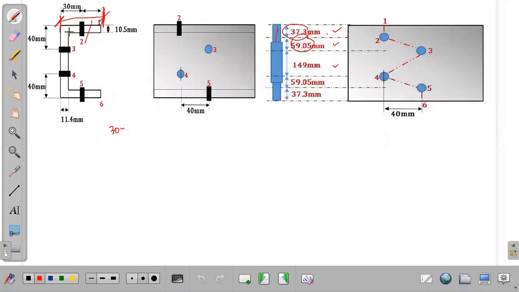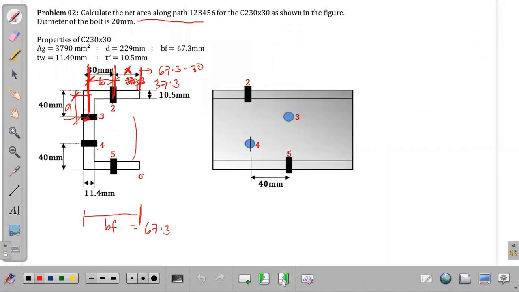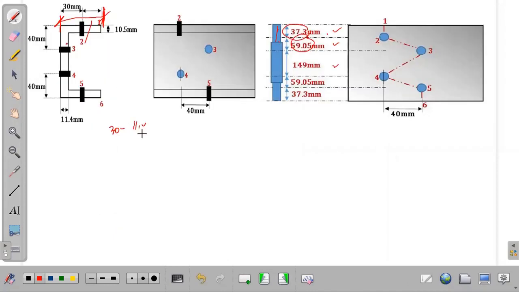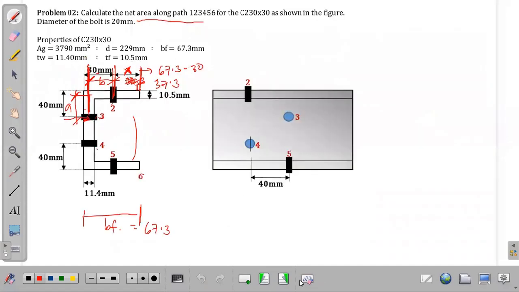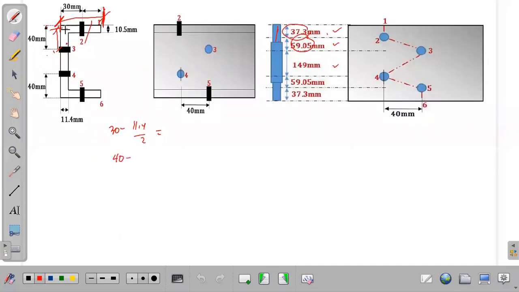So, 30 minus yung thickness ng web. Ano yung thickness ng web? So, 30 minus thickness ng web, 11.4, so 11.4 over 2. Tapos, yung isa, yung value dito, that is 40 mula dito. So, 40 minus the thickness of the flange. Thickness of the flange is equal to 10.5 over 2, kasi dito sa kalahati. So, 10.5 over 2.